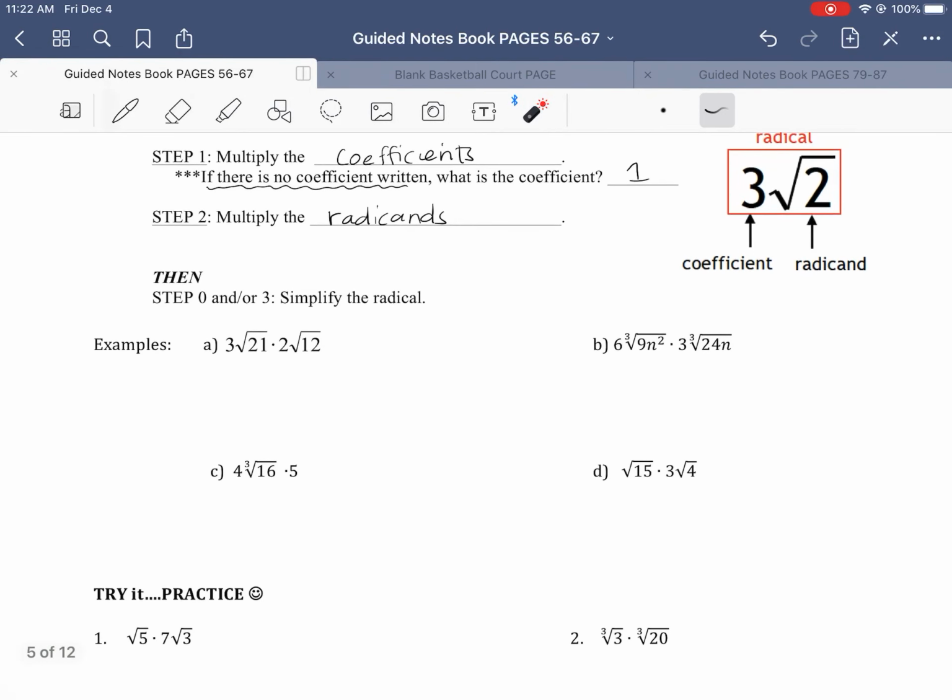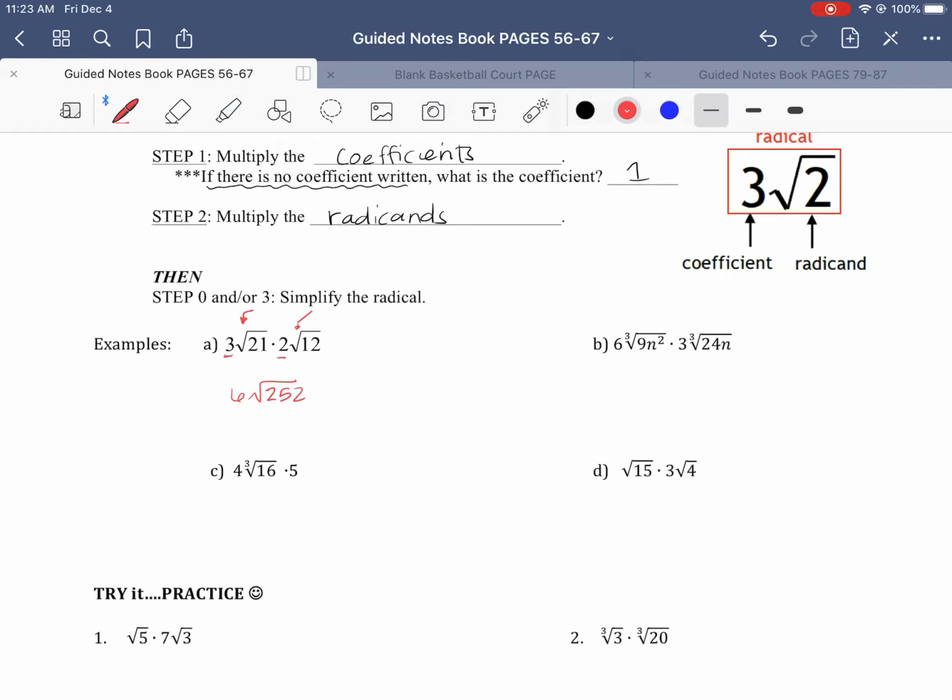So let's use these steps. Again, jumping down just like the last example that I did. Here, we just check that this is a square root. This is a square root because no index is written there. So we can go ahead and multiply these together. I do 3 times 2, I get 6. I multiply 21 times 12, I get 252.